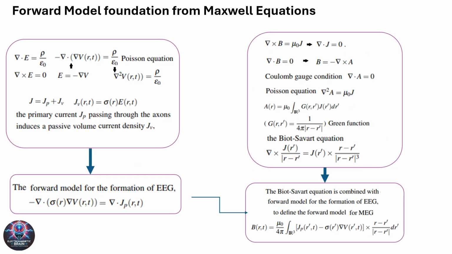In this slide, we outline the forward model for EEG based on Maxwell's equations. As you can see from the formula on the left hand, the electric field E is the negative gradient of the electric potential V, expressed as E equals negative nabla V.